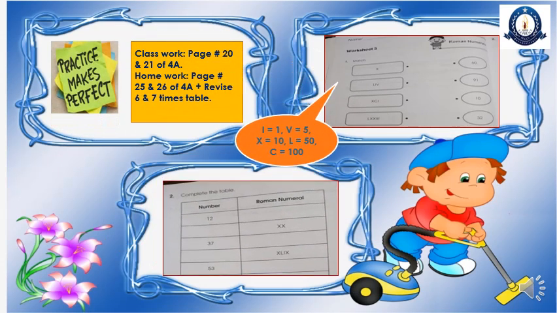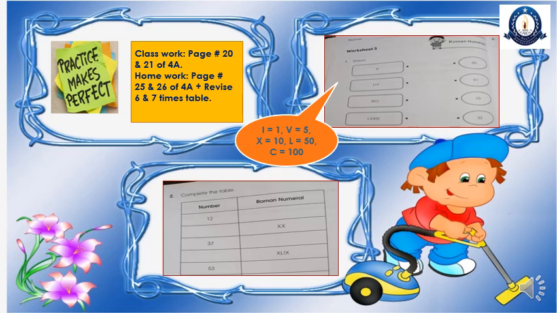Practice makes you perfect. Let's see the classwork pages and homework pages. For classwork, do page numbers 20 and 21 of 4A. Homework pages are page numbers 25 and 26 of 4A, plus revise the 6 and 7 times tables. Tables you will revise every day. First, let's discuss the homework pages. Open page number 25. It's all about rounding off, a revision of rounding off. Page number 26 is also about rounding off.